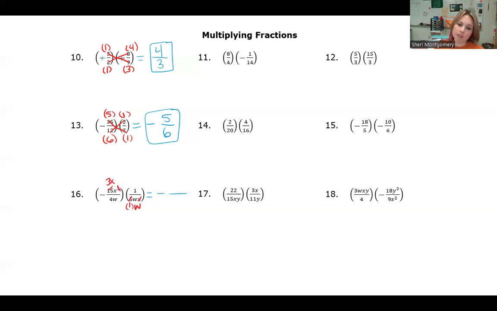So I can multiply straight across now because nothing else can reduce. On the top, I have a 3x times 1 or a 3x. And on the bottom, I have 4 times 1 or 4. And then I have w times w. So that's w squared. So when you multiply variables, you add the exponents together.